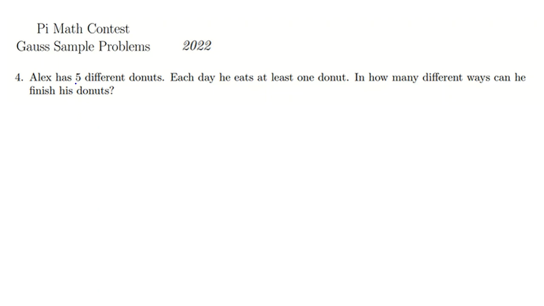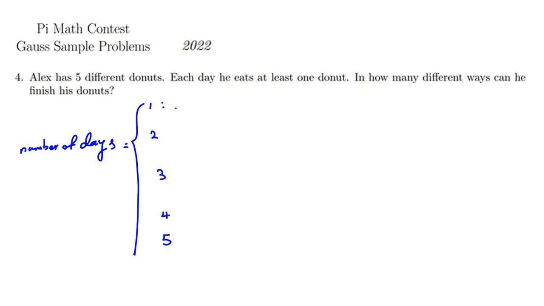So casework. It says Alex has 5 different donuts. Each day he eats at least one donut. In how many different ways can he finish his donuts? Okay. So look, we consider the number of days. Number of days. It can be from 1 to 5. 1, 2, 3, 4, 5. Because he eats at least one donut each day.